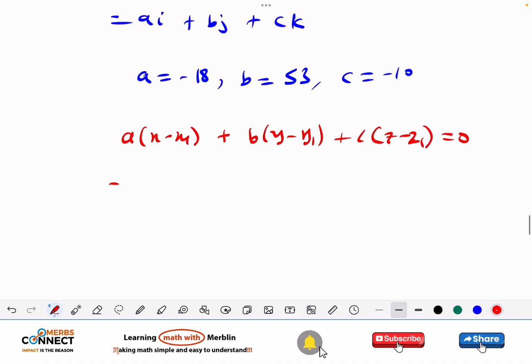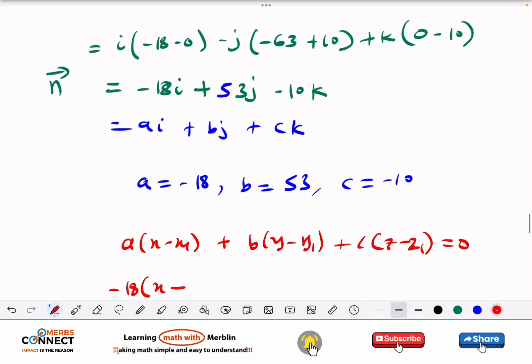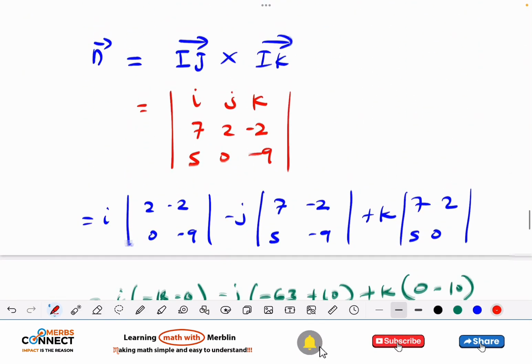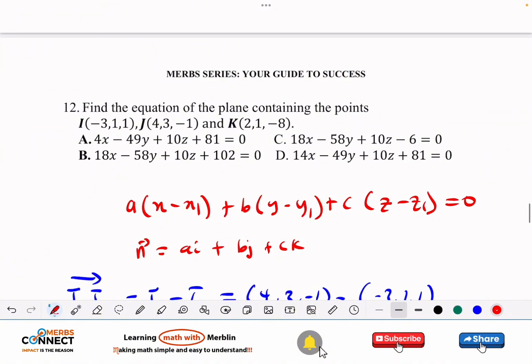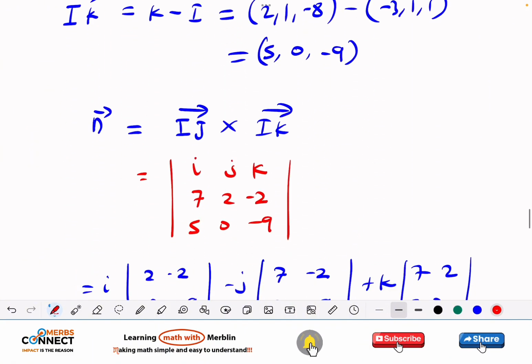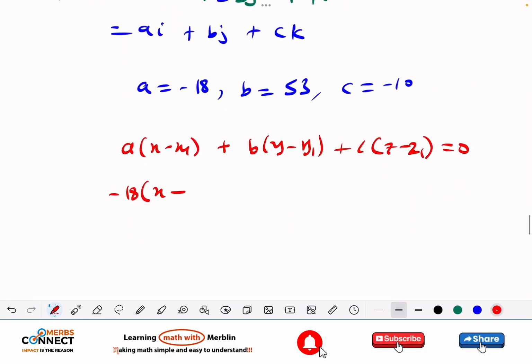So what is a? Minus 18, x minus, so let's go and pick any coordinate, right? Let's go and pick any coordinate that we want to use. Good. So let's pick any of them. We can pick like I. So I is minus 3, 1, 1. So let's do that. Minus 3, 1, 1. That is I. We are picking I.